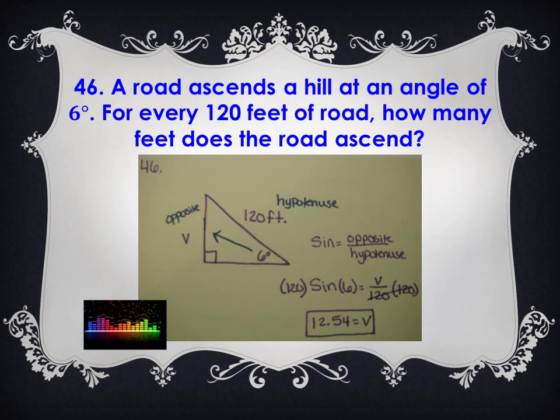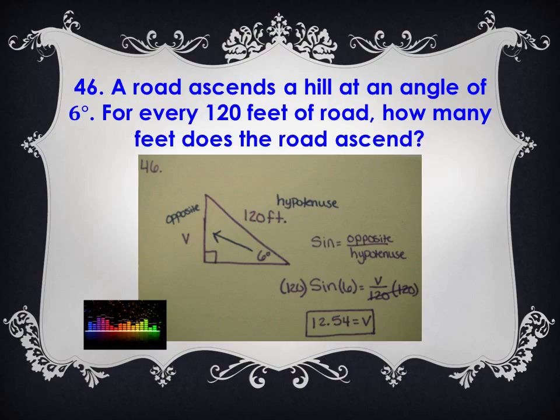In this problem, we are told that a road ascends a hill at an angle of 6 degrees. We draw a right triangle using the hypotenuse as the road, and then 6 degrees being the angle of how much the road is actually going up. V is on the opposite side of the triangle from the angle that we're given, and then 120, which is how many feet the road is going, is our hypotenuse.